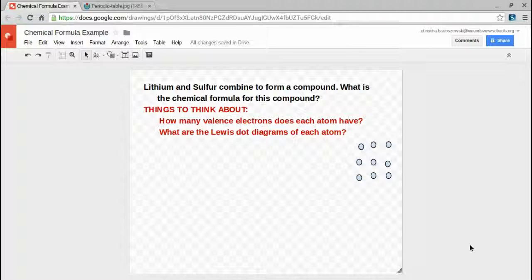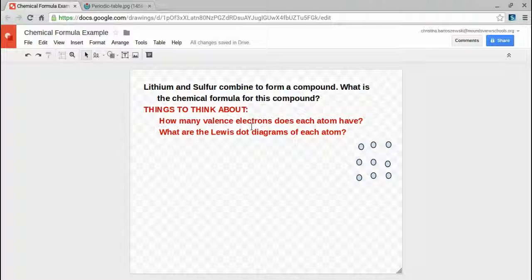Alrighty, so today we are going to do an example of how to generate a chemical formula understanding what we know about atoms and their valence electrons. The example up here says lithium and sulfur combine to form a compound. What is the chemical formula for this compound?